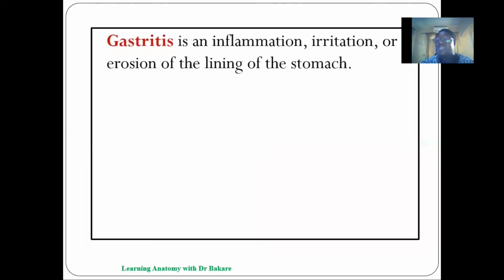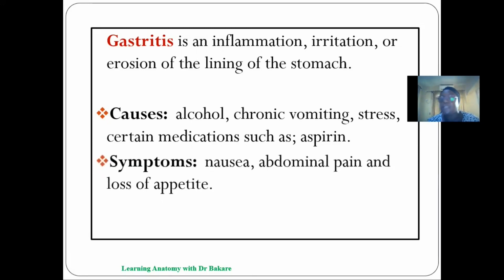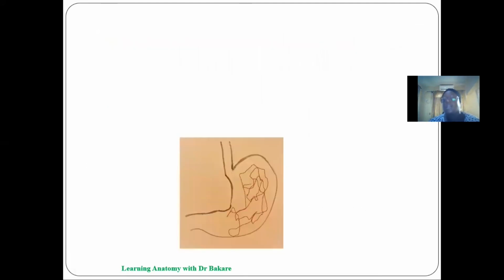Then we have gastritis. Gastritis is an inflammation or irritation of the internal wall of the stomach. The possible causes could be chronic vomiting, alcohol, stress. Certain medication can also cause the inflammation of the internal lining of the stomach. Drugs such as aspirin can cause this. Then symptoms include vomiting, abdominal pain. There could also be the loss of appetite. Major treatment options include the use of anti-inflammatory drugs.